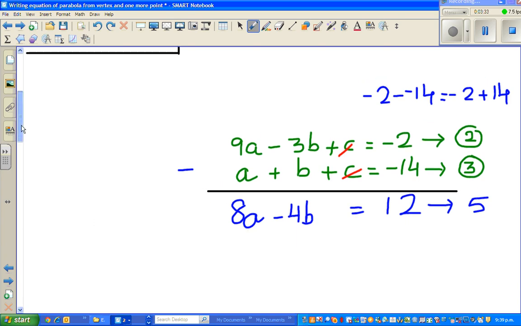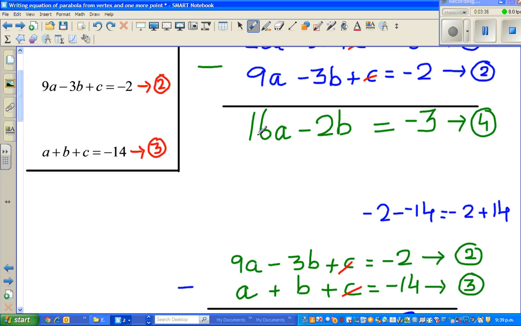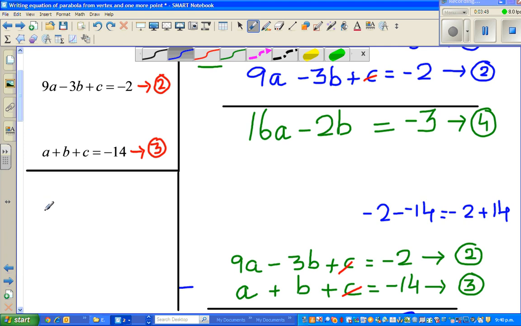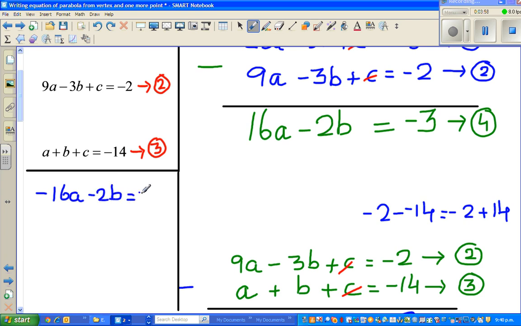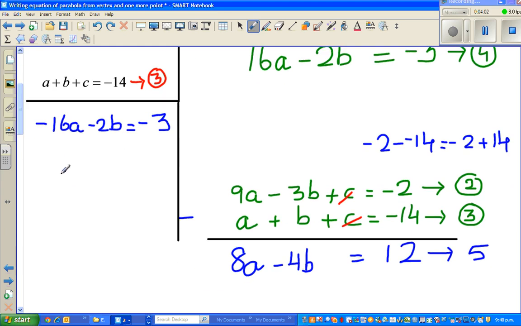So we have got equation 4 in a and b. And so let me rewrite. Let me make a space here. So I'm going to write equation 4 again here. Yeah? So that is minus 16a minus 2b is equal to negative 3. And what is equation 5? Equation 5 is 8a minus 4b is equal to 12.